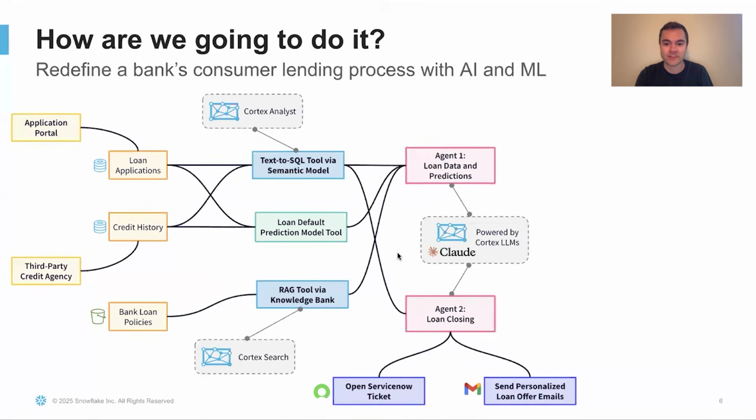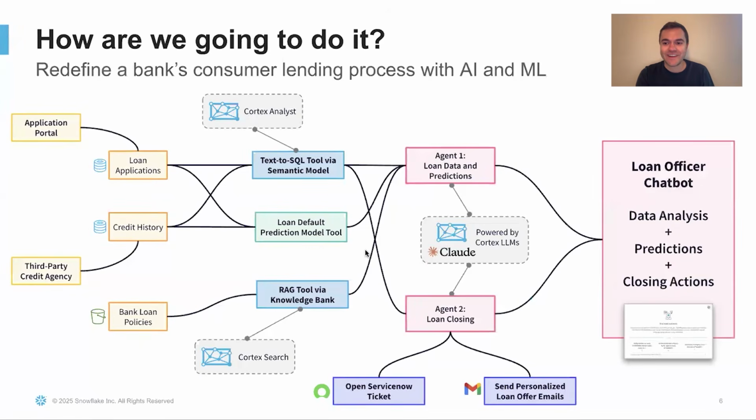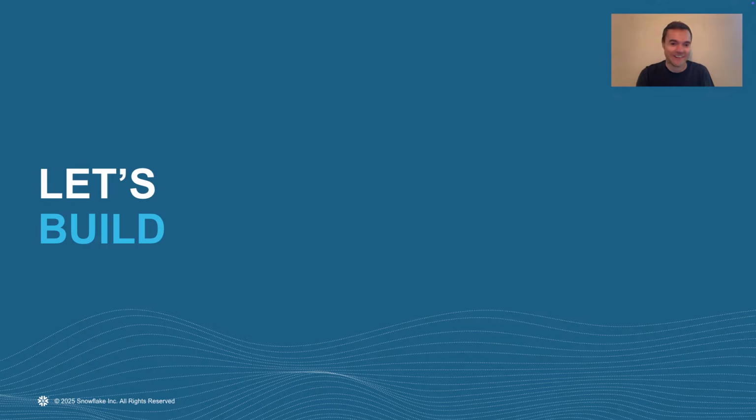And both of these agents are going to be backed by Claude, which is a pretty nice large language model that's good at reasoning. And Claude is going to be hosted on Cortex because, again, this is a Snowflake event. And we're going to throw both of these agents behind a chatbot UI in Dataiku that can do all this stuff, including data analysis, make predictions, and take closing actions. Okay, so we have a lot to cover and only under 24 minutes left. Okay, so let's go ahead and build this.